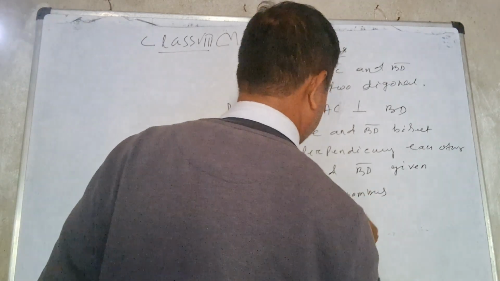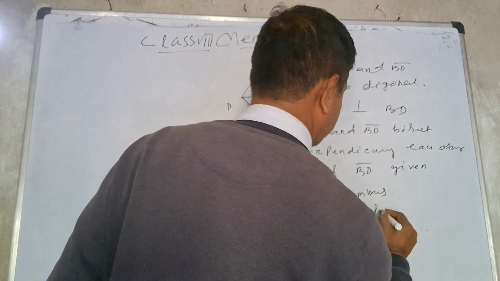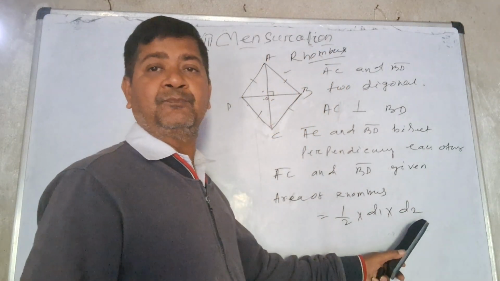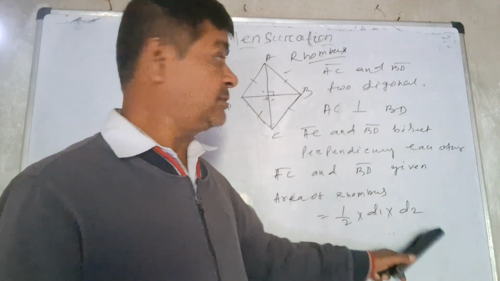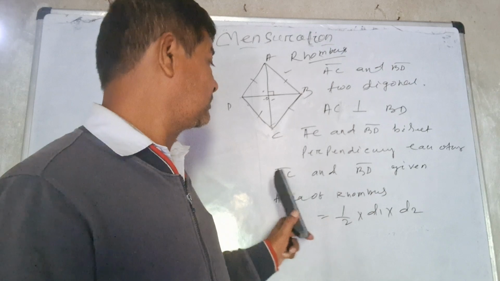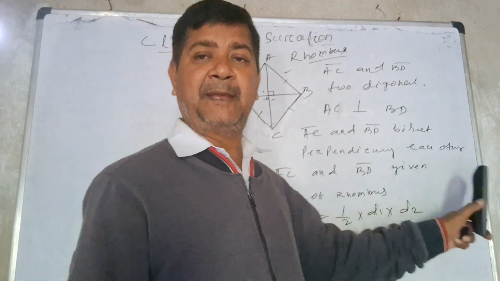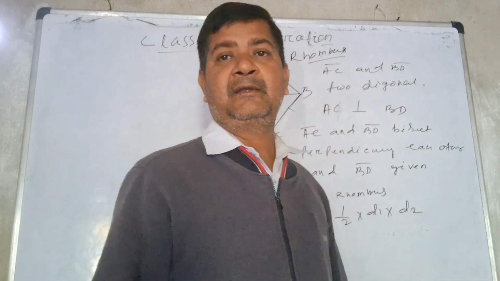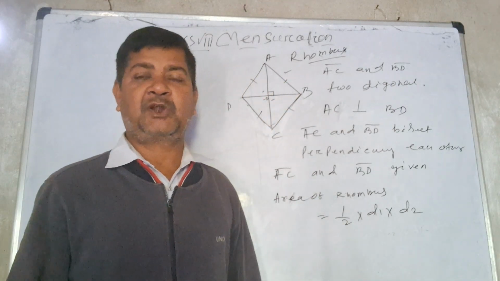Area of rhombus equal to half d1 into d2. What are the d1 and the d2? Diagonal 1 and diagonal 2. Here AC and BD are given. Then half d1 d2, you can find the area of this rhombus.